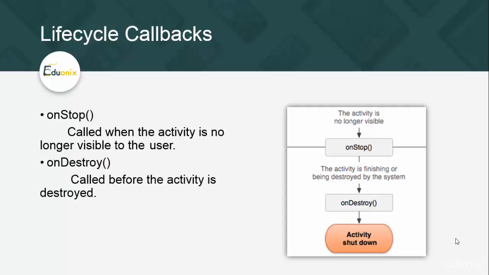OnDestroy. The onDestroy method is called just before the activity is destroyed. This is the final call that the activity will receive. It could be called either because the activity is finishing, someone called the finish method on it, or because the system is temporarily destroying this instance of the activity to save space. We can distinguish between finishing an activity and destroying an instance of the activity with the isFinishing method. This brings us to the end of our discussion on activities.